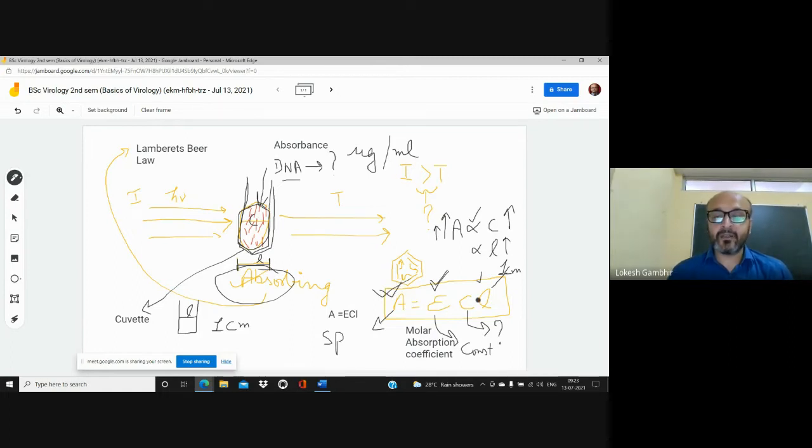Then by cross multiplication, simply we can calculate the concentration, and that is the main objective of the spectrophotometer: if you want to enumerate the concentration of any given analyte, you can use a spectrophotometer, and this is the formula by which we calculate the concentration of any given analyte. So how do we go about it? Let's talk about another important aspect after this principle.